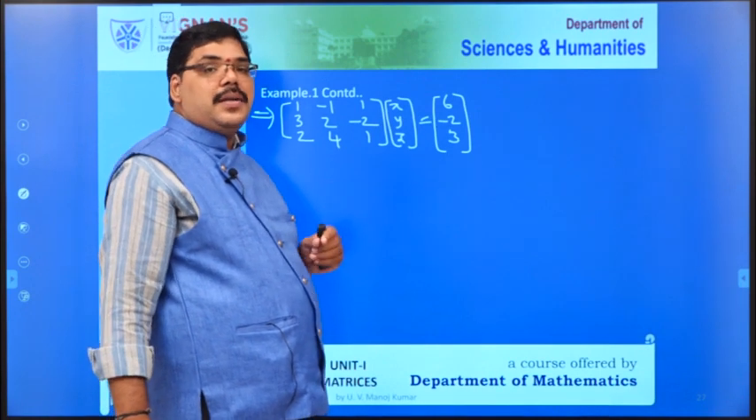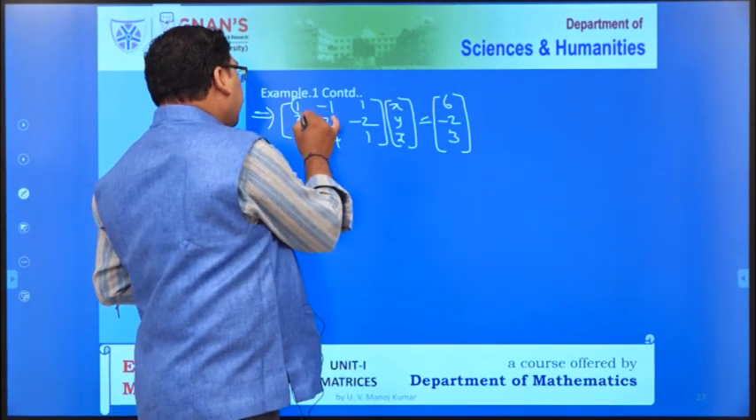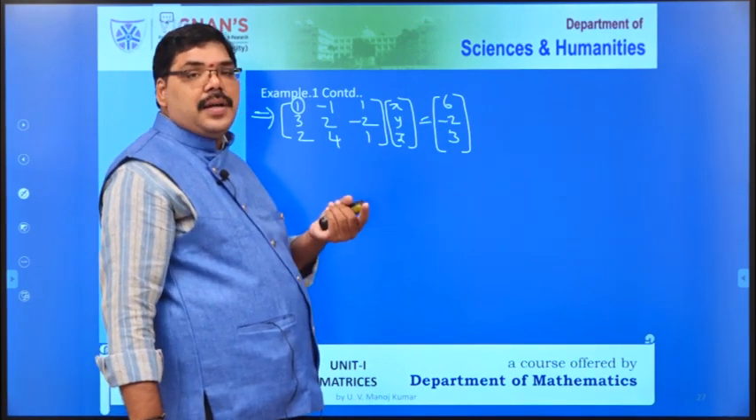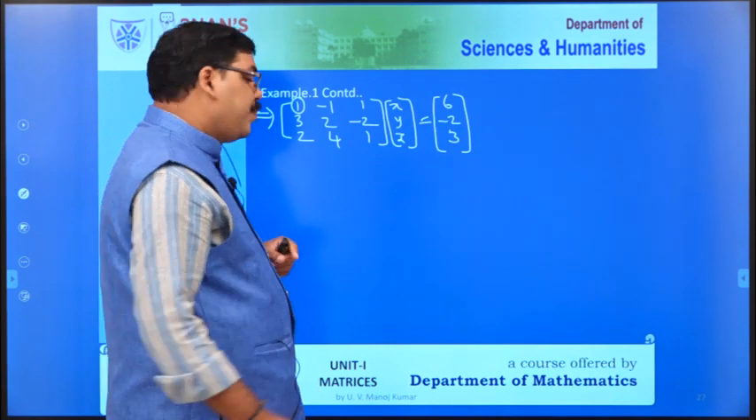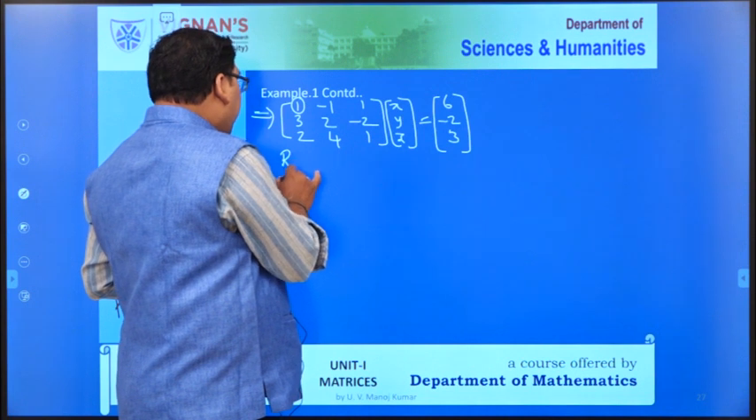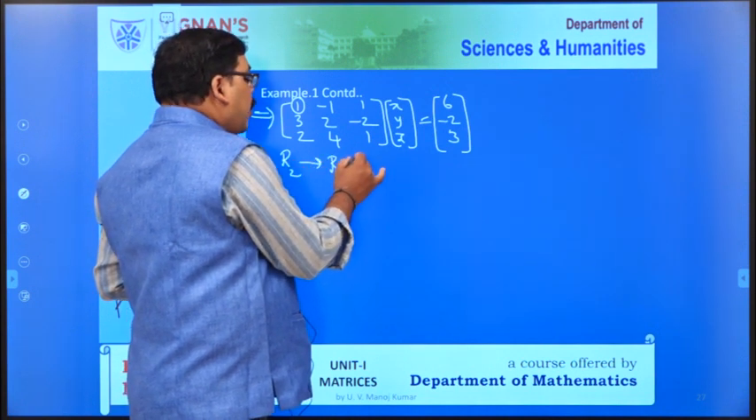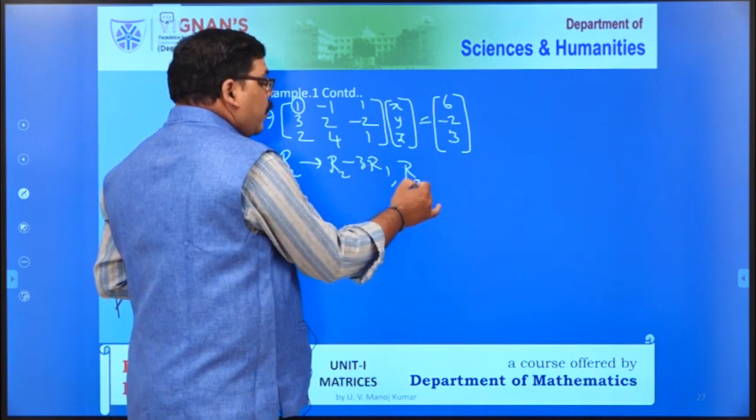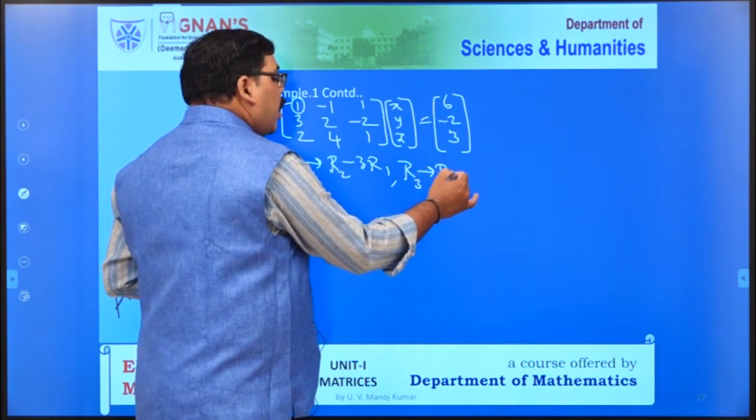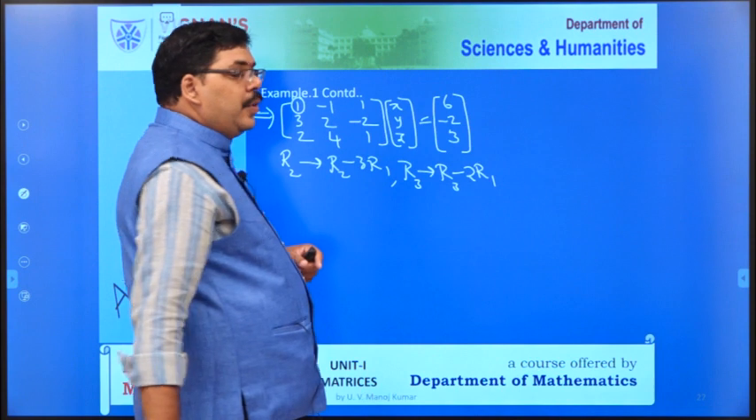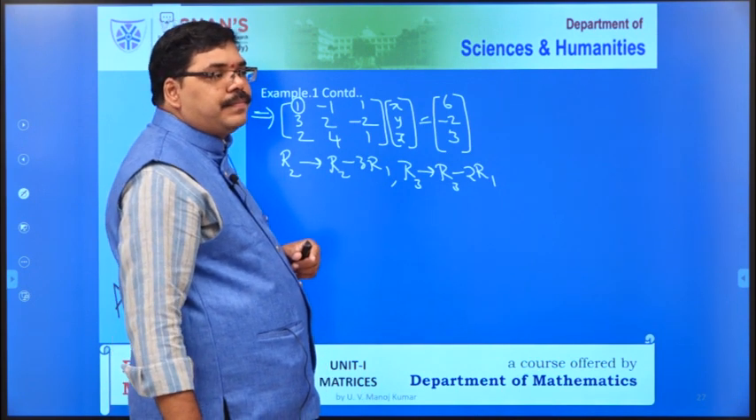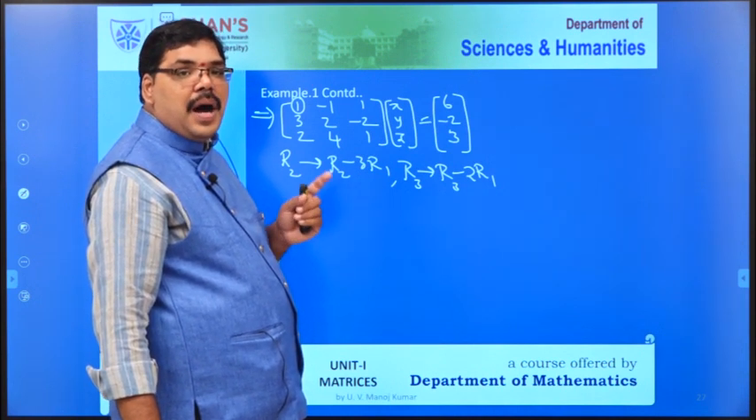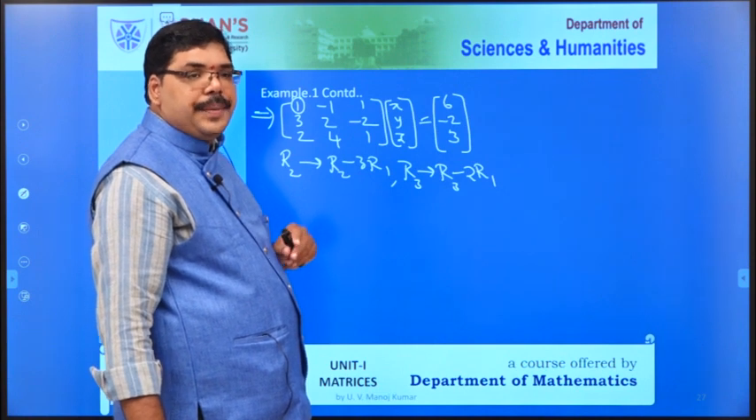So use the first diagonal element and reduce the elements in the first positions of the second and third rows into zeros. So apply R2 changes to R2 minus 3R1, R3 changes to R3 minus 2R1. You can apply both simultaneously because the same row R1 is being used for converting both of them.